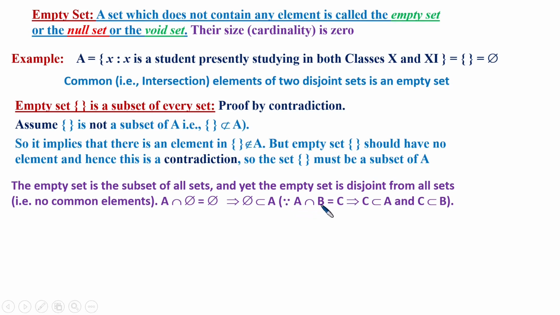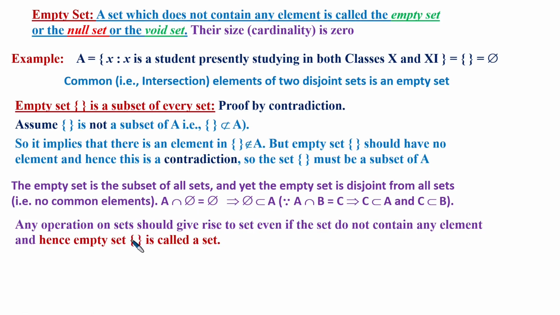Now if A intersection B has some common element, that is, this C belongs to A as well as C belongs to B. This symbol, as I said, is the symbol for intersection, and so this implies that C is a subset of A and C is a subset of B. So from here it means that phi is a subset of A and phi also is a subset of phi. So here I write phi is a subset of A. Now why is this empty set called a set? Because any operation on sets should give rise to a set even if the set does not contain any element, and hence the empty set is called a set.